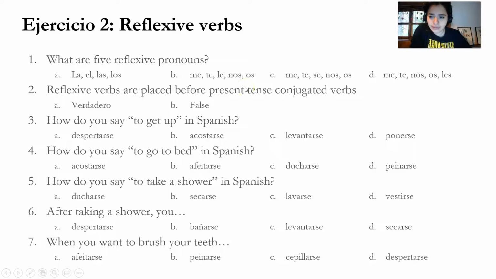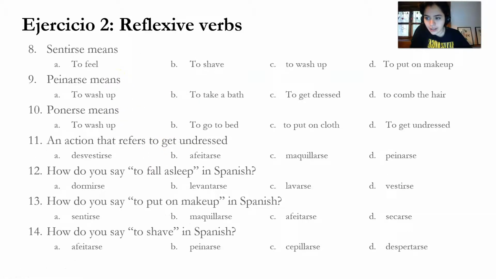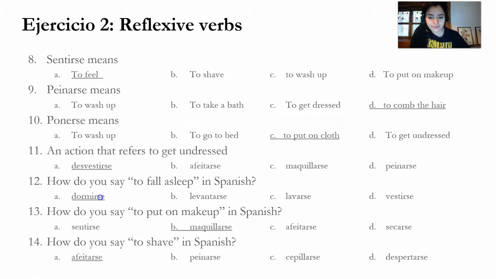Ejercicio 2, reflexive verbs. This is gonna be a multiple choice exercise, and you just have to answer the questions from 1 to 7 and from 8 to 14. And here you can check your answers.